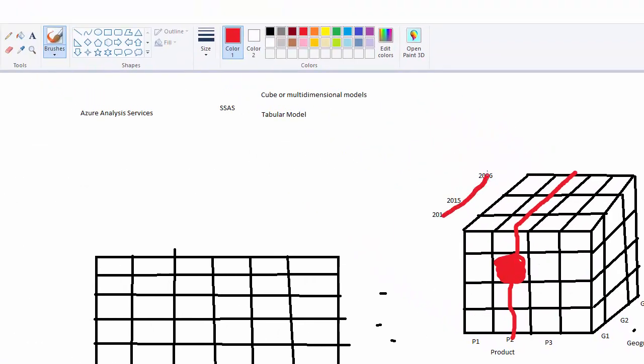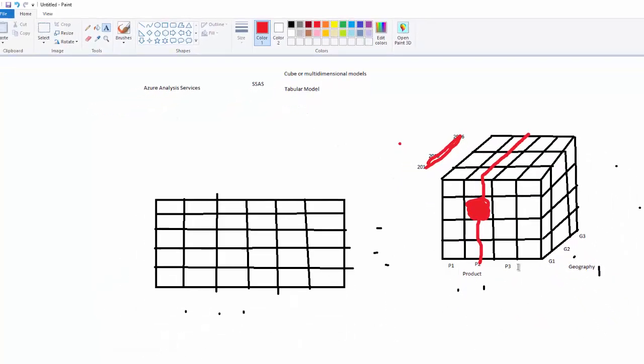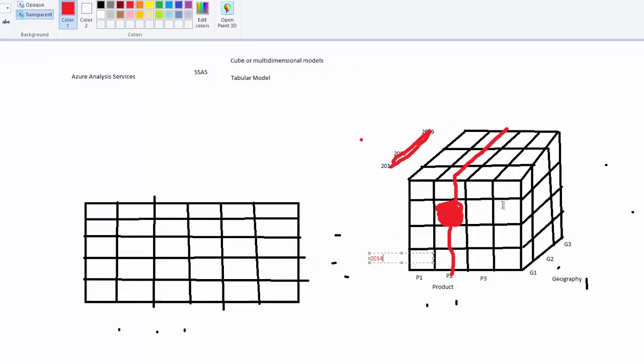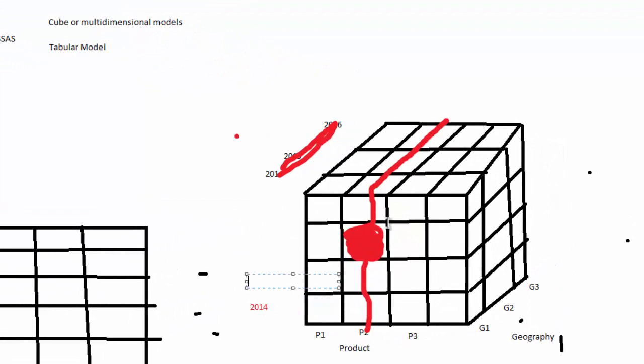Rather, this 2014-15 should be coming here, in fact, because these are the three dimensions: X, Y, and Z. So it should not be here, it should be here. So this will be 2014, and this will be 2015, and this will be 2016 and 2017. Suppose there are 4 years. We are selling it for the past 4 years.